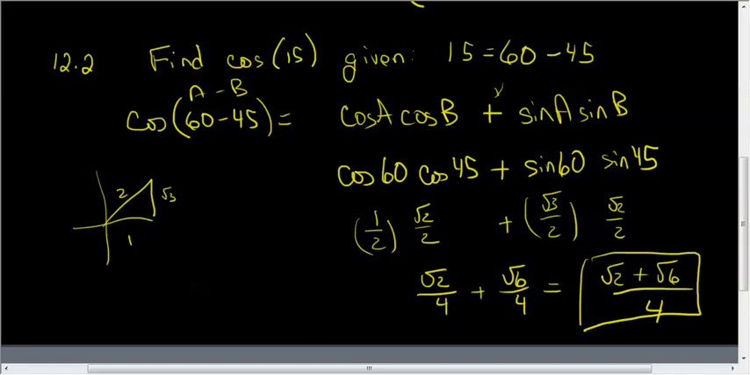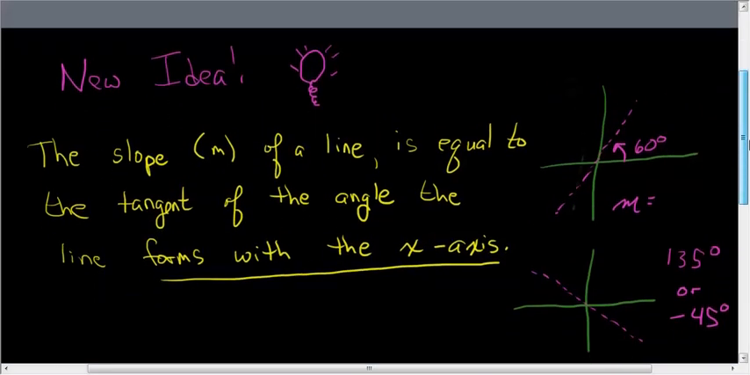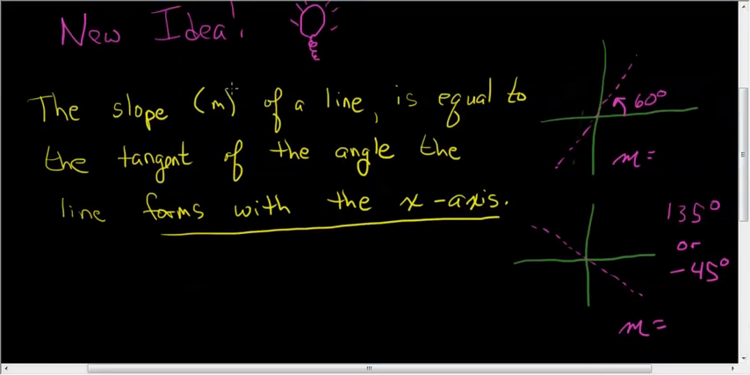All right, finally, something new, a new idea here. The new idea here is that the slope, remember M, the slope of a line is equal to the tangent of the angle the line forms with the x-axis. So this 60-degree angle right here, whether this line is here or I could shift it over here, whatever angle it forms with the x-axis, the slope is the tangent of 60 degrees. The tangent of 60 degrees is square root of 3 over 1, or square root of 3.